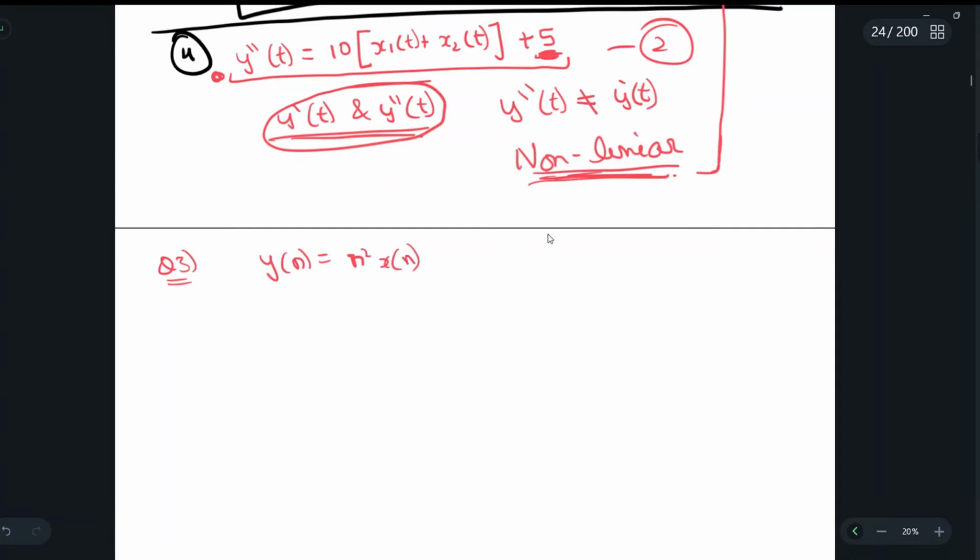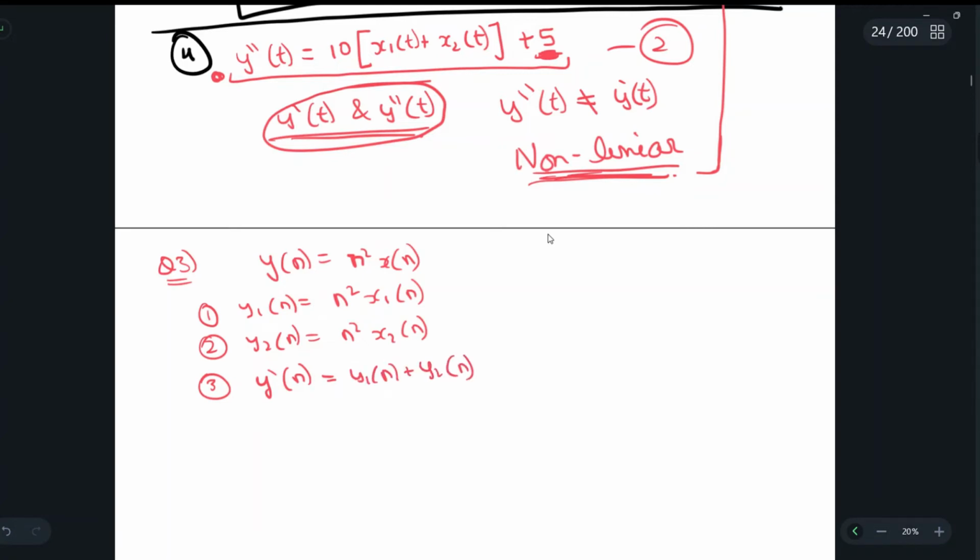So we will simply follow the steps again. We will write step number 1, that is y1 of n is equal to n square x1 of n. Now we will write y2 of n is equal to n square x2 of n. This was your second step. Now what is the third step? You should know that it is y dash of n. Instead of t, we are writing n, so it is no big deal. So now we will be writing the sum of y1n plus y2n.